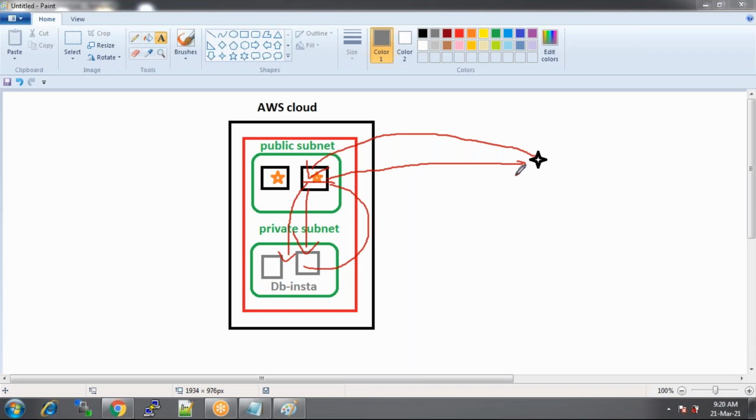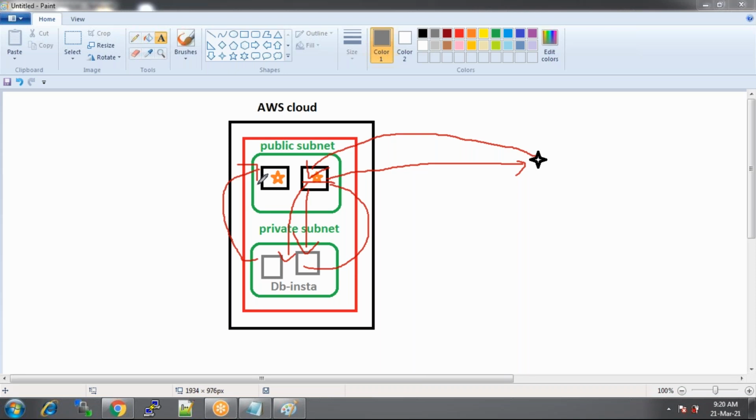If you deploy these databases on a public subnet, is it secure? Why? No, because that database can be accessed by everyone. That's why databases always run on private subnets.